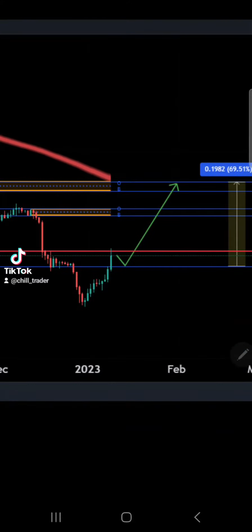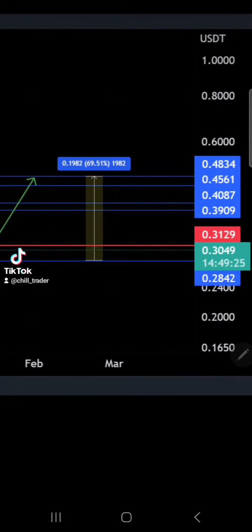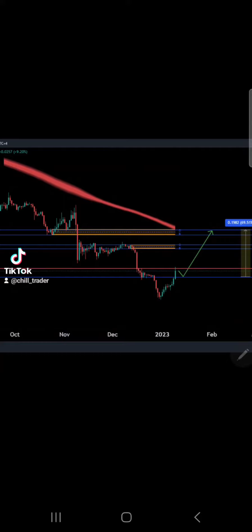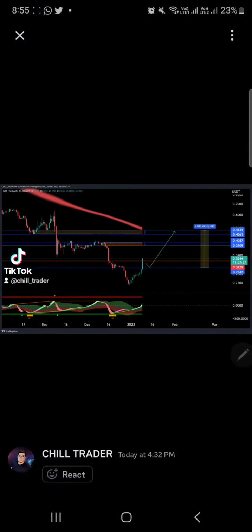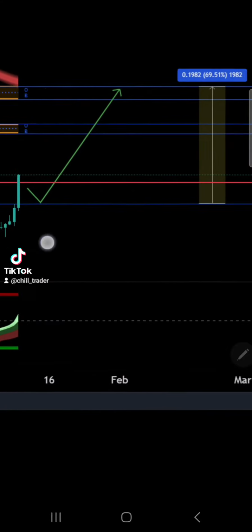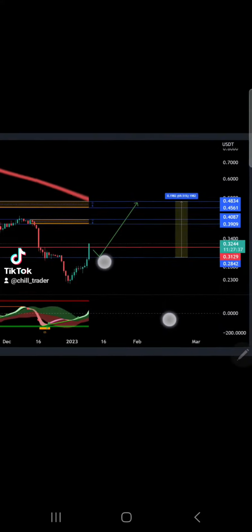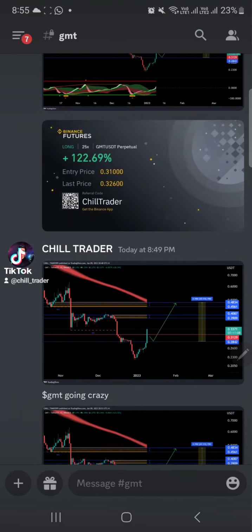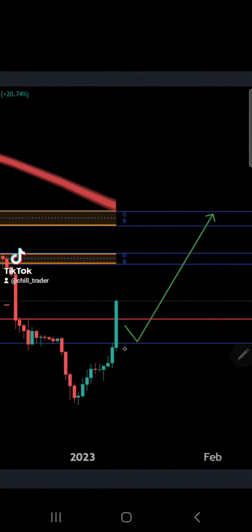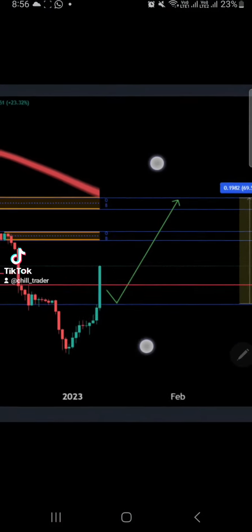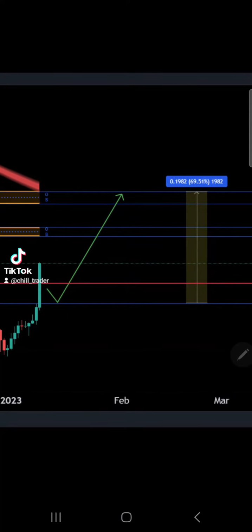So here's the price. When GMT was trading at around 0.3 a while ago, this was posted earlier in our VIP Discord. And here's the update, guys. Breaking that resistance red line at around 0.3129. And this is what we have expected, guys. Big move from GMT. Beautiful. Going crazy right now. Going crazy.